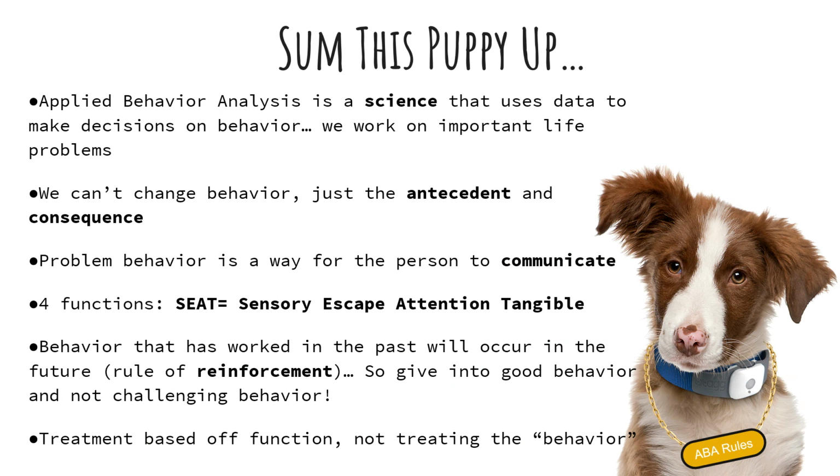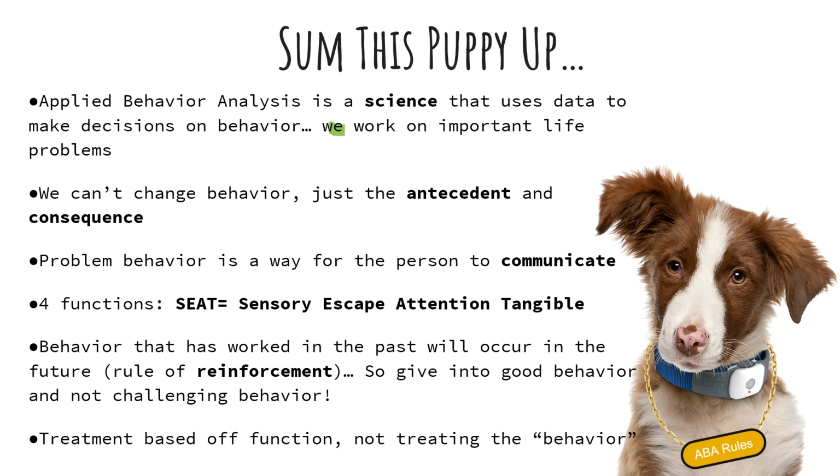Summing up what we learned today, we started off talking about how applied behavior analysis is a science and how we use data and measurement and observing a behavior to see if what we're doing is making an impact on that behavior. And this includes using measurement systems to look at the antecedent and the consequence to determine why the client is engaging in that problem behavior.